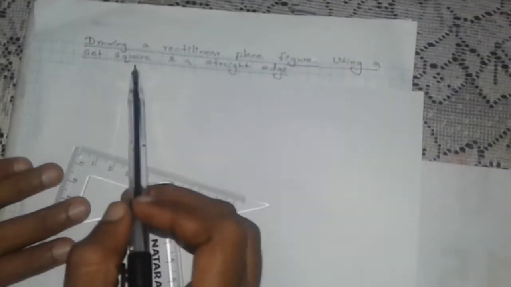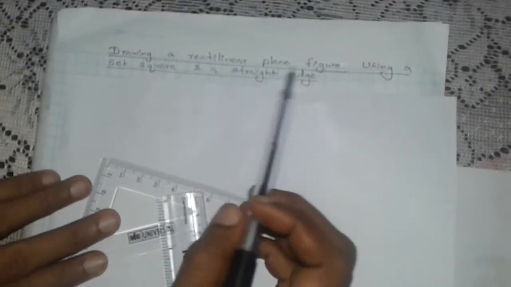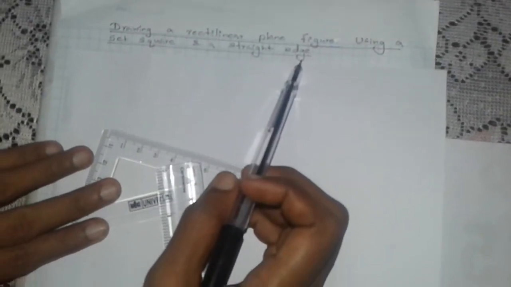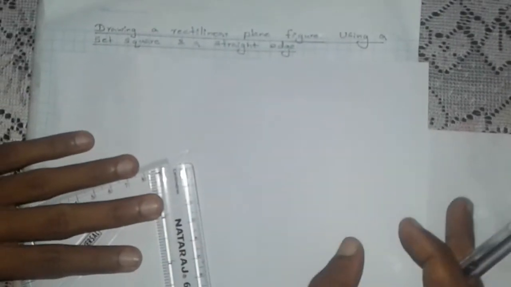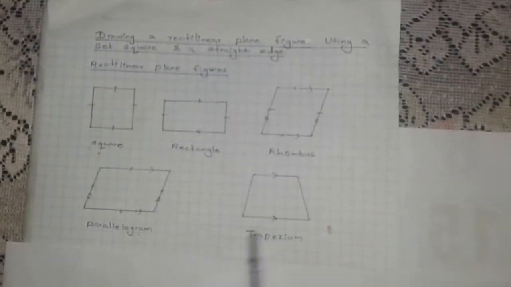Okay, now we are going to discuss how to draw a rectilinear plane figure using a set square and a straight edge. What are the rectilinear plane figures? In grade 6 we have studied the rectilinear plane figures. These are the rectilinear plane figures.